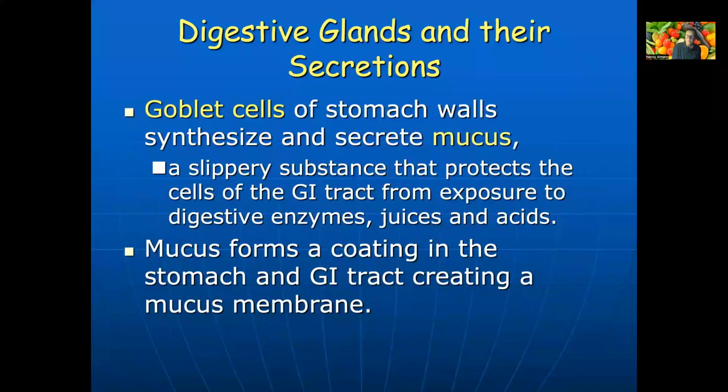We also have goblet cells. If you ever take anatomy and physiology, you'll get to learn all about various types of tissues. If you've already taken it, you'll remember epithelial cells and specialized epithelial cells, which are known as goblet cells. And these are going to secrete some of the mucus that you find throughout the GI tract.